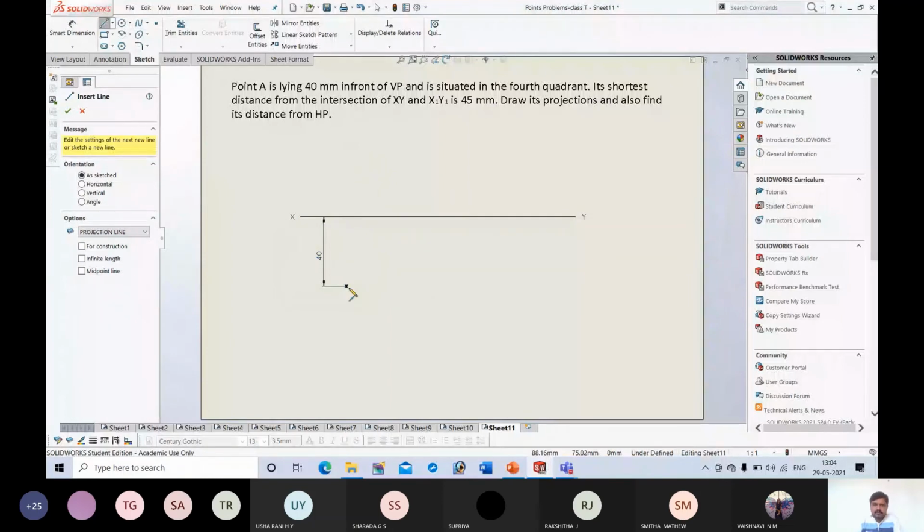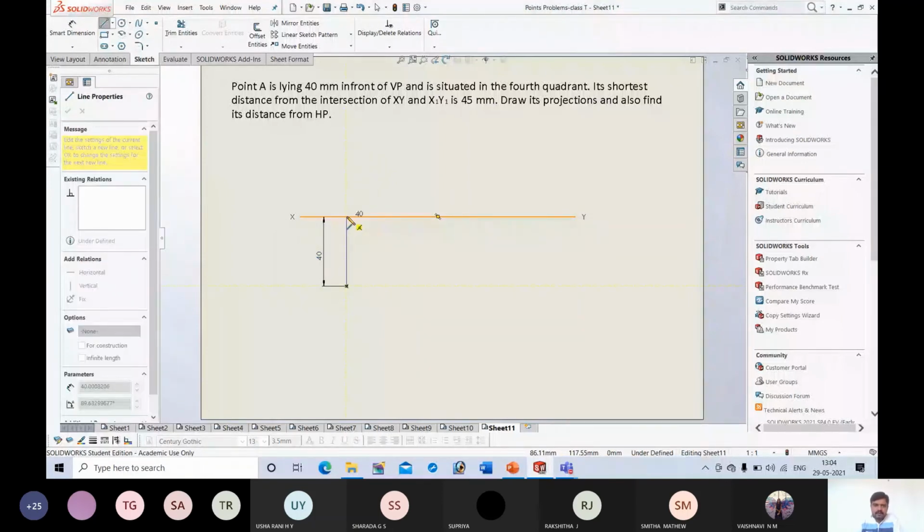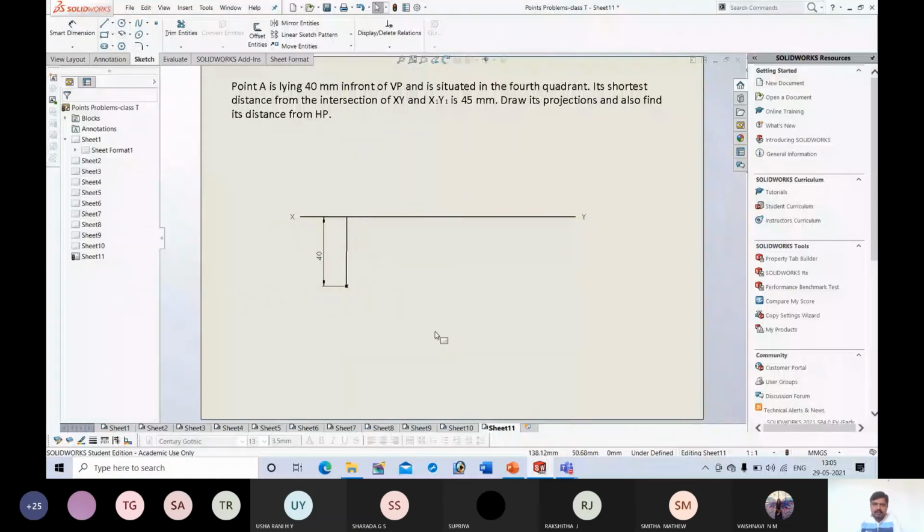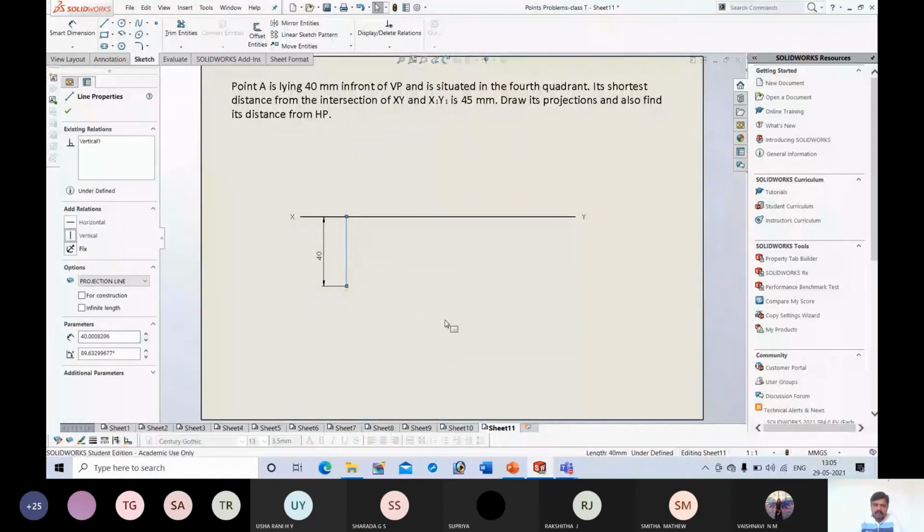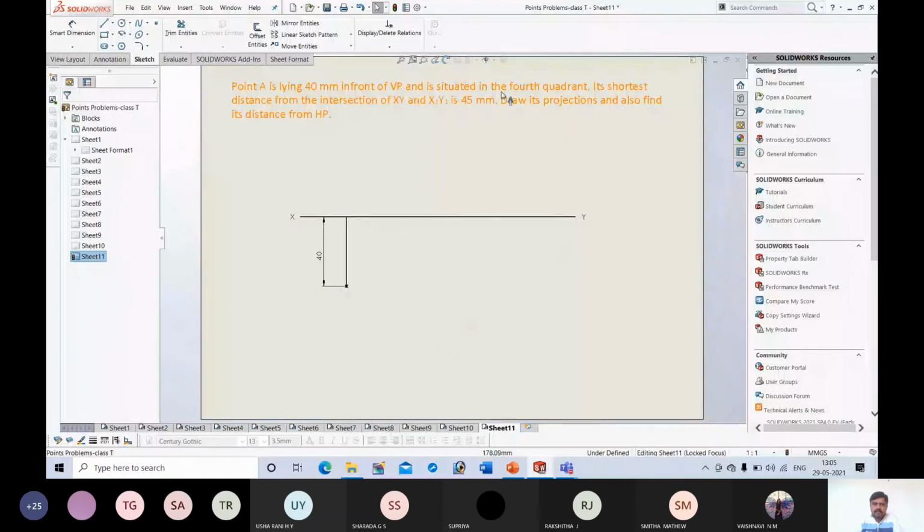Okay, next, since it is in the fourth quadrant, the front view also should be on the same projector. Since it is the fourth quadrant, the condition is below HP. Since it is below HP, it should lie on this line. It may be here or here, anywhere, I don't know. So only after rotating and getting the profile view is it possible for me to know that. So next, I will go for drawing the profile view.